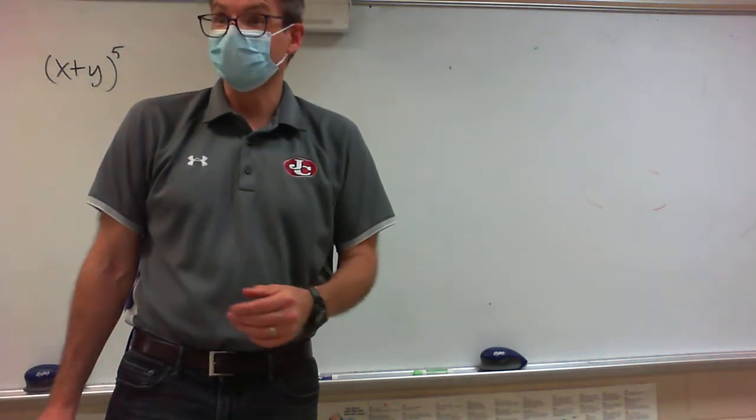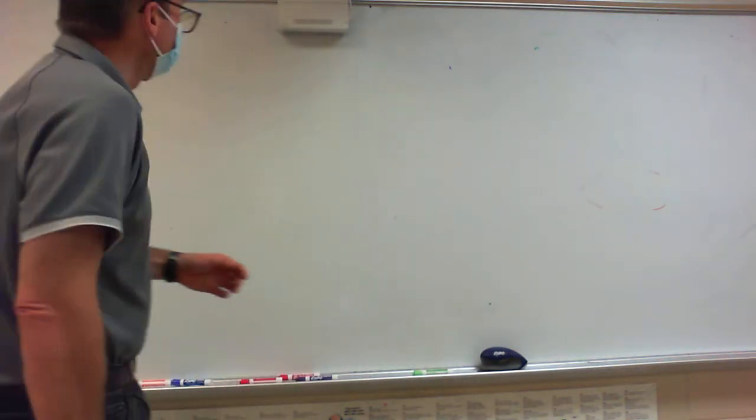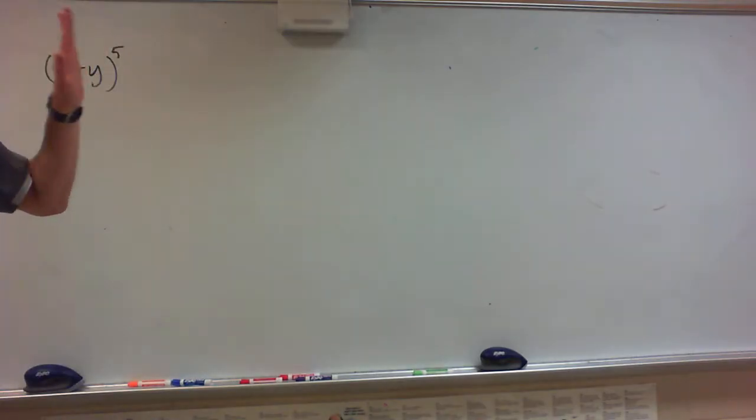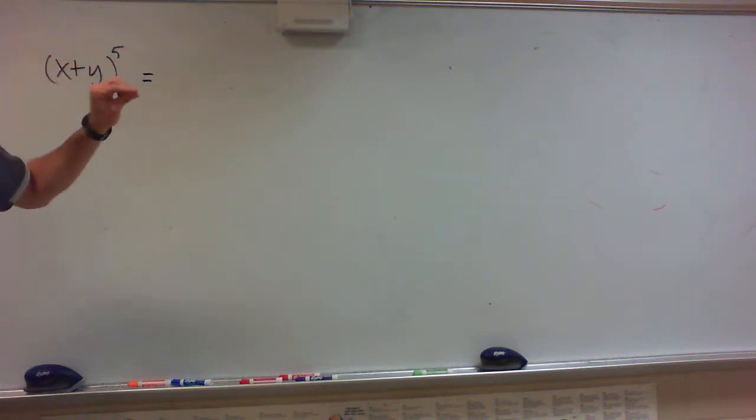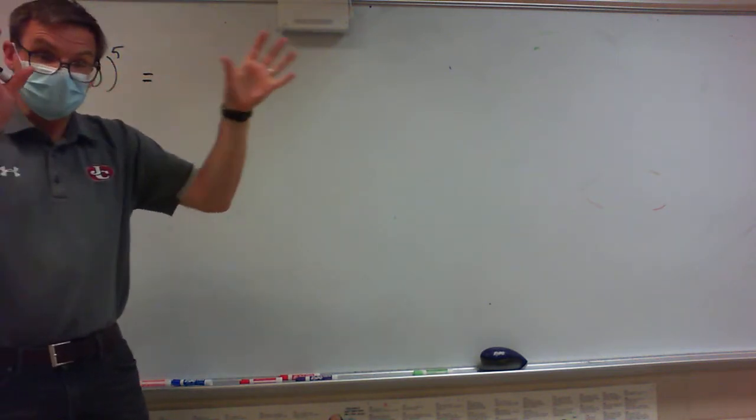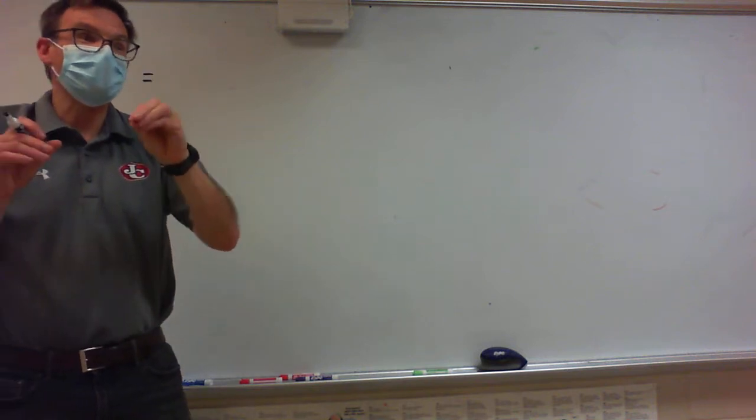So we need a better way, right? So let's think about what my final answer looks like. If I'm multiplying it out 5 times, does it make sense that we're going to have an x to the 5th term?